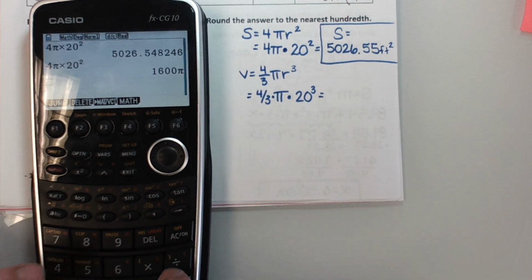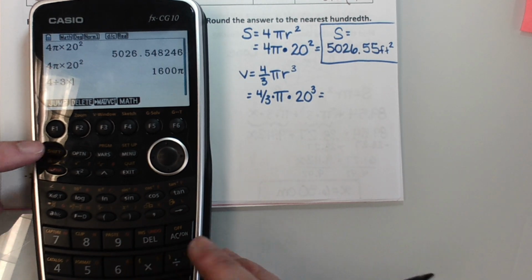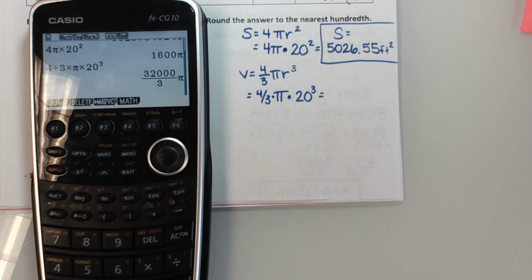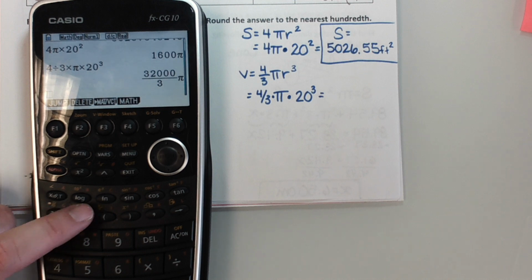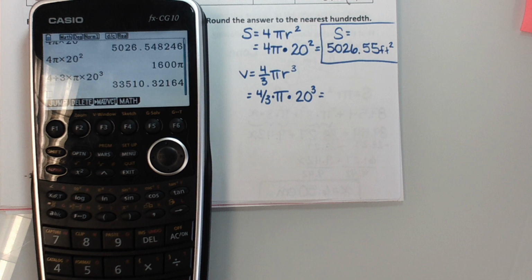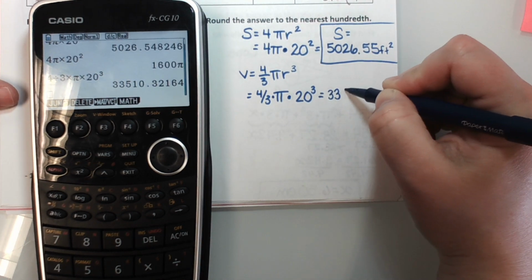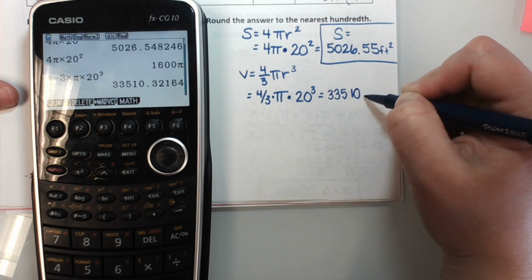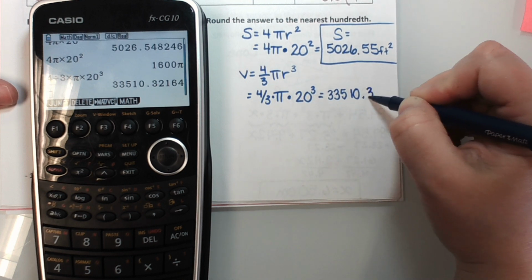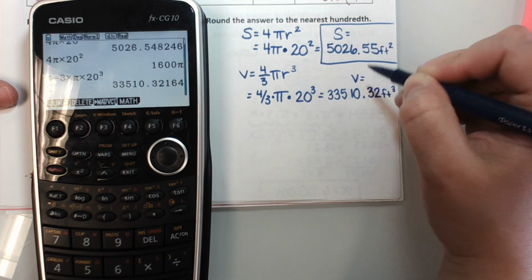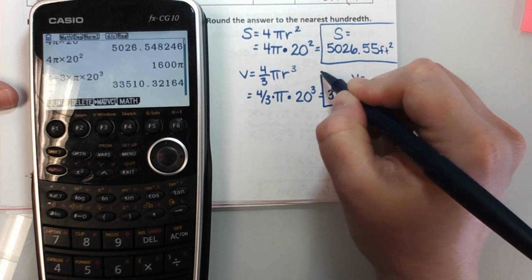Okay. 4/3, 4 divided by 3 times pi times 20 to the power of 3 is what I want next. Again, if you got a fancy calculator, it might give you the exact. It's a fraction exact. Hard pass. 33,510.32 feet cubed is the volume. Yeah, I got that one right.